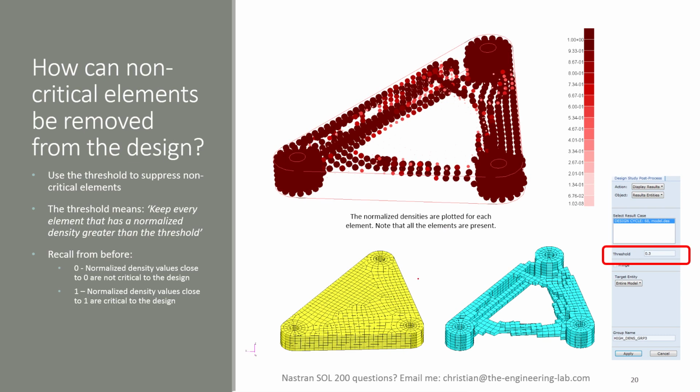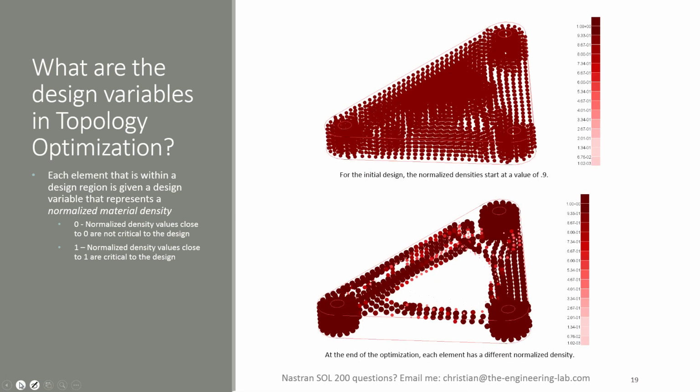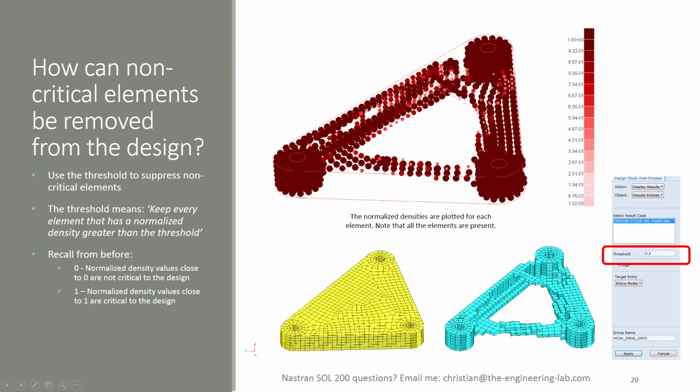One last thing. Remember what I said, that in topology optimization, none of the elements are ever removed. All of the elements still exist in the solution. Instead, you're given this ranking system of normalized material densities. In order to remove these elements and see what the actual ideal solution is, there is a step where you need to specify a threshold.